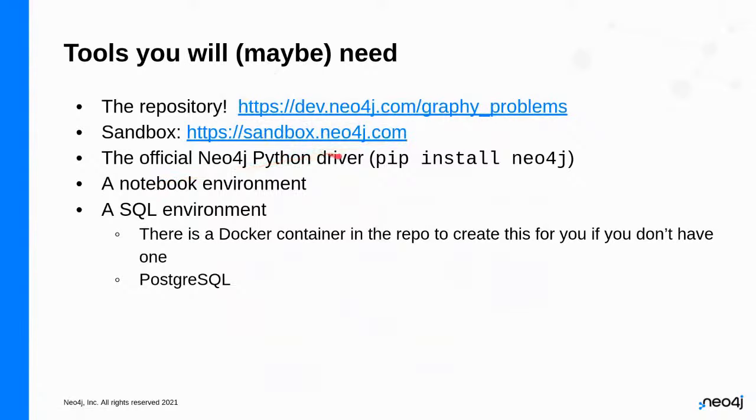We will be using some Python notebooks. You have a choice of using Jupyter notebooks or Google Colab. I'm going to use Colab today. You can use VS Code notebooks, whatever you're comfortable with. So that's my notebook environment, but you will need to install the official Neo4j Python driver, and it's just pip installable, so that's cool. And then we're also going to be doing SQL. We're going to be starting with SQL, and if you have SQL already installed on your machine, that's cool.